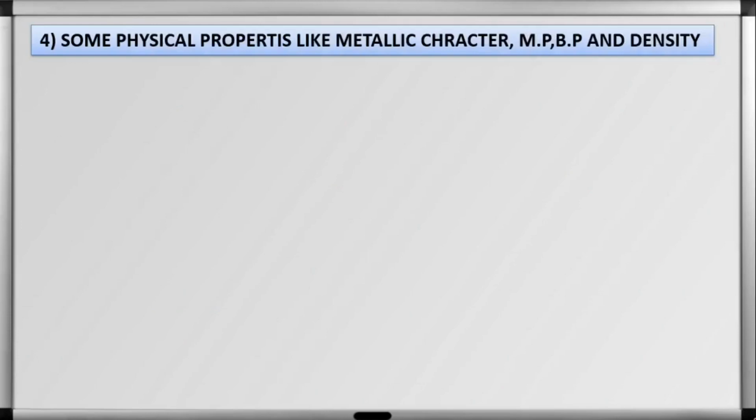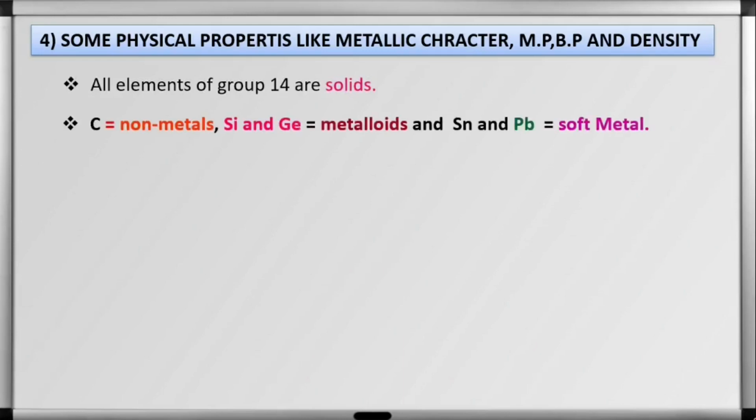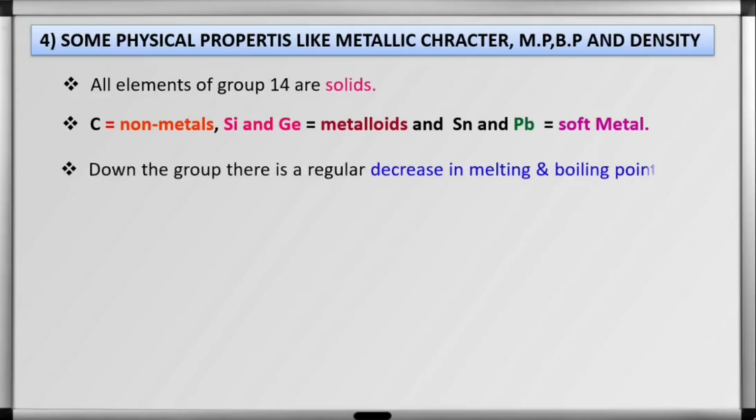Next one, there are some physical properties like melting point, boiling point and density. आपण बघूया. See, all the elements of group 14 are solid. Carbon is a non-metal while silicon and germanium are the metalloids. They show the metallic as well as non-metallic character. Tin and lead are the soft metals. Down the group, जसं आपण खाली जाऊ melting point and boiling point काय होत जातील? Decrease होत जातील. And the density increases.